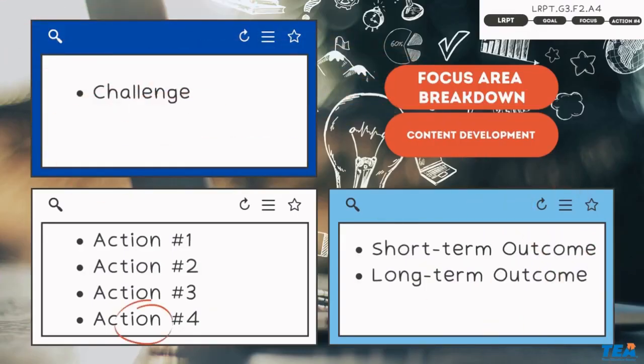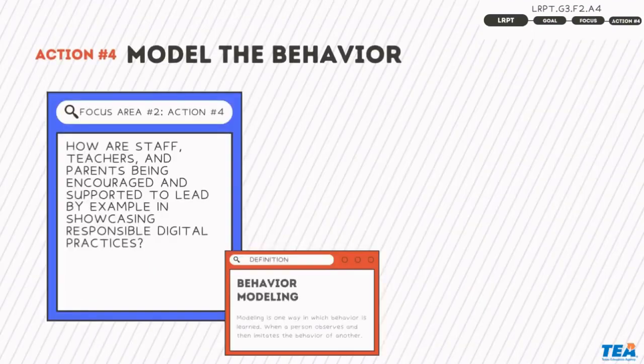The last action for this focus area is action number 4. Action number 4 is to model the behavior desired from the learners. How are staff, teachers, and parents being encouraged and supported to lead by example in showcasing responsible digital practices?